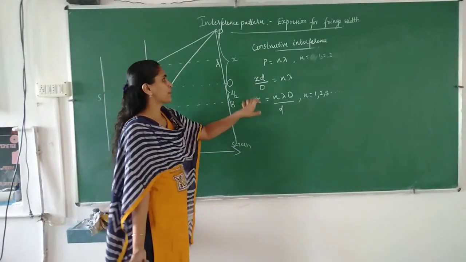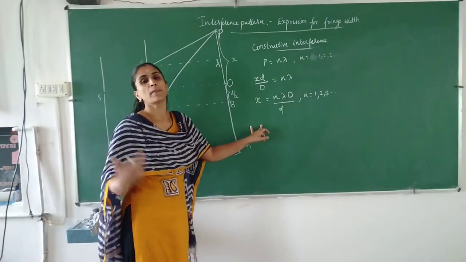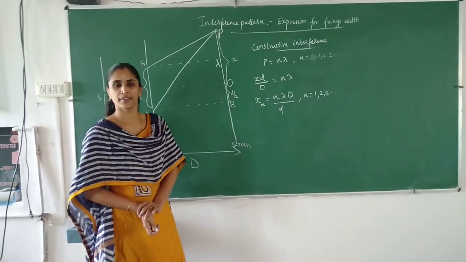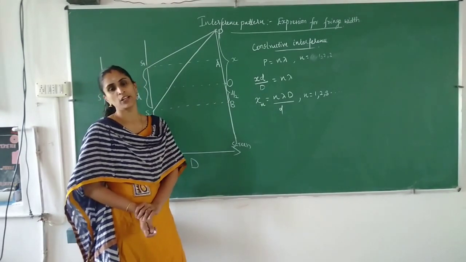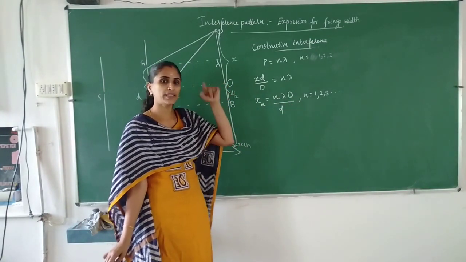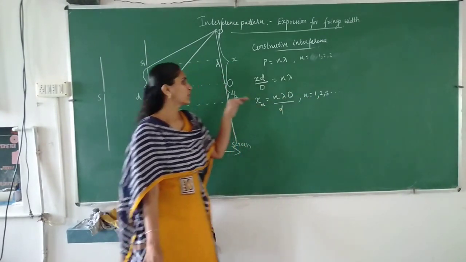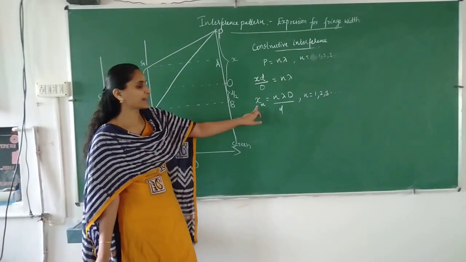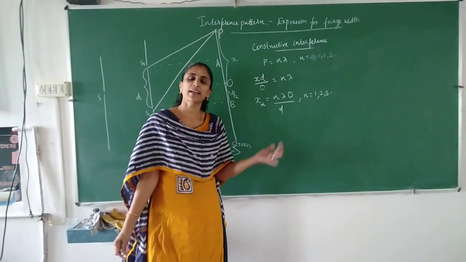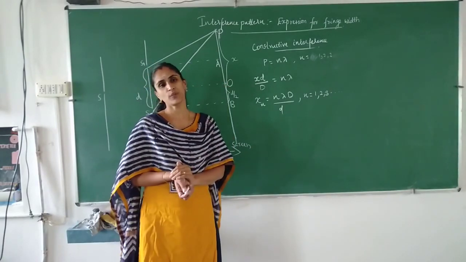So those points which are at a distance which satisfies this condition will have maximum intensity. Instead of x, we can write xn is equal to n lambda D by d. Other than the central maximum, which no doubt will be maximum, the first maximum comes when n is equal to 1, which is lambda D by d. Which means from O at a distance lambda D by d, that will be maximum intensity. The next maximum comes at 2 lambda D by d. The third maximum comes at 3 lambda D by d, and so on. So that is the condition for constructive interference.